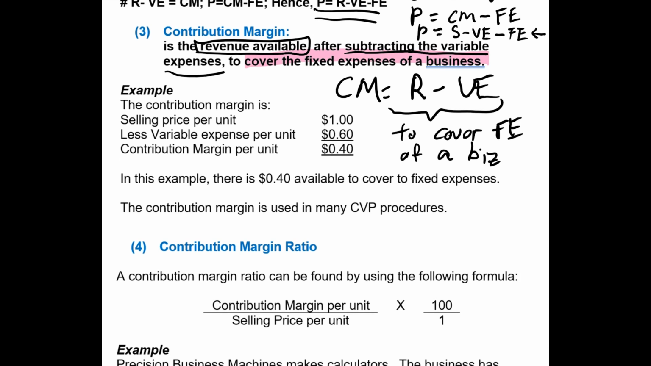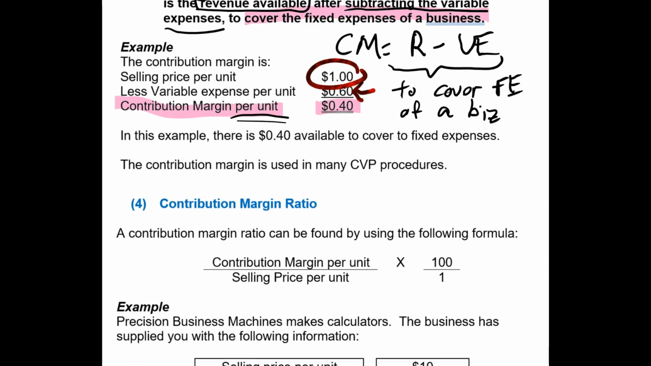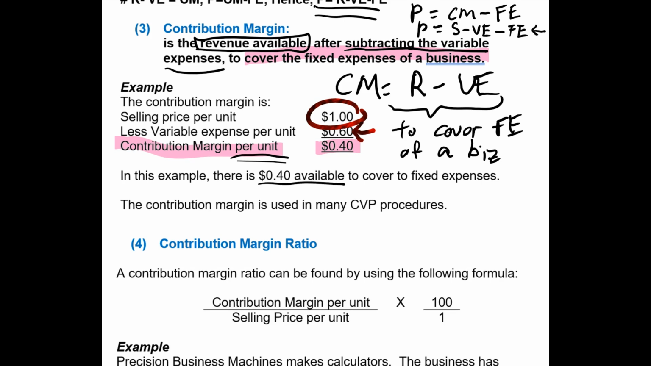For example, let's say the selling price for one unit is $1, and your variable expense is 60 cents. So $1 minus 60 cents, you will get 40 cents. This 40 cents is the contribution margin for one particular unit. So in this example, there is 40 cents available to cover your fixed expenses.